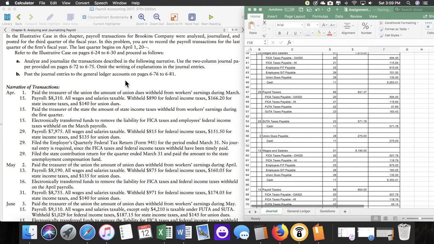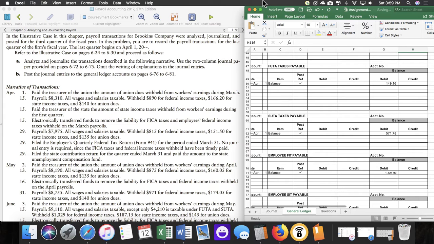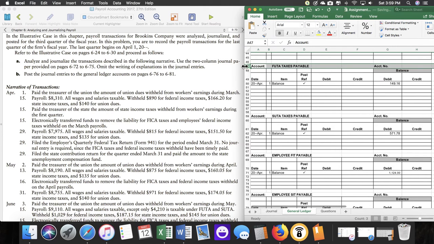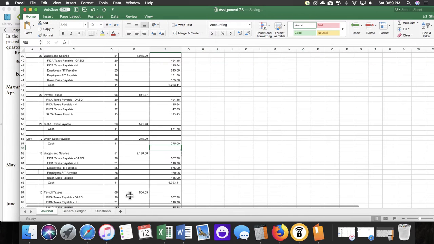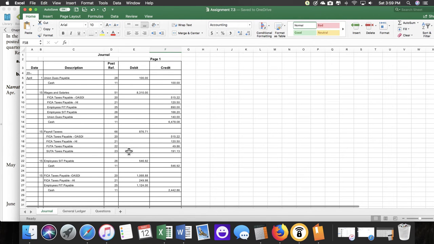Now part B is basically we're going to post everything from the journal to the general ledger. This basically goes back to our standard accounting classes. I would recommend either printing this out or doing the journal on a separate sheet of paper or something, so you don't have to keep flipping between tabs on the spreadsheet.